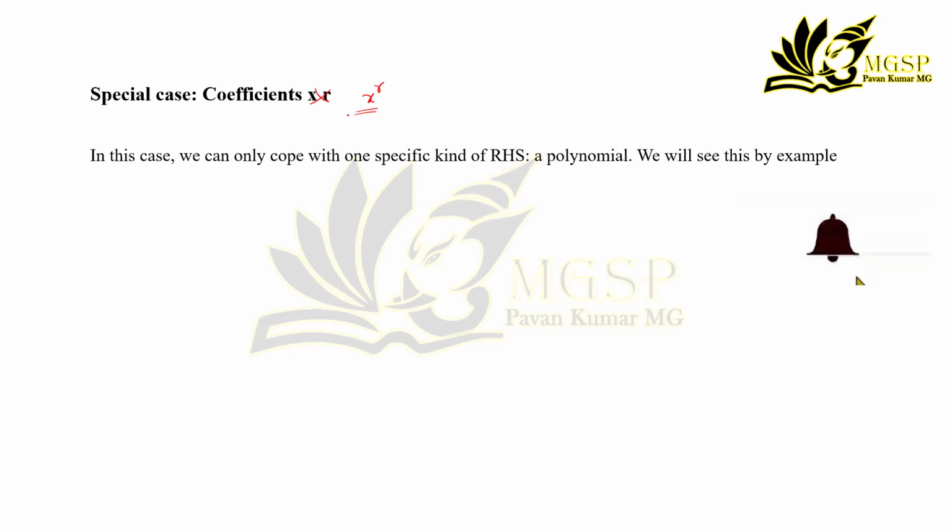Before going to that, let's consider some special cases when the coefficient is of the form x power r. In the previous video I also discussed the case of x power r. Similarly, in the case of the non-homogeneous differential equation, how does this work? Let's see. In this case, we can only cope with some specific kinds of RHS, a polynomial. We'll see an example: x square d square y by dx square minus 6x dy by dx plus 10y is equal to 6x cube.